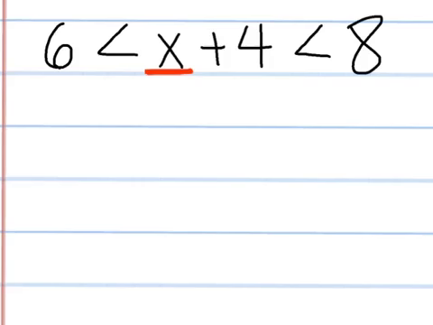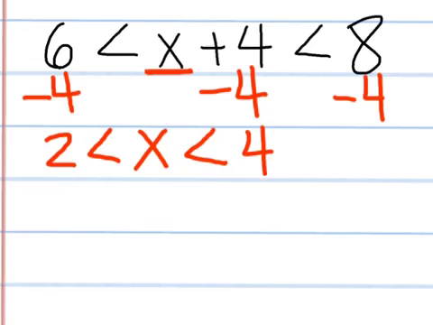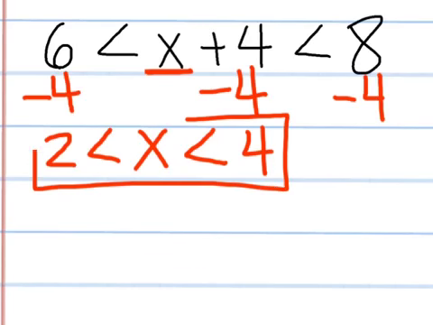We still want to get our x by itself, and the x is going to be in the middle. So what do we need to do to get our x by itself? Subtract 4. Okay, we're going to subtract 4. If we're subtracting 4 from the middle, that means we're going to be subtracting it from the right side, and we're going to be subtracting it from the left side. 6 minus 4 is going to give us 2, is less than x, which is less than 8 minus 4, will give us 4. And this is our final answer.